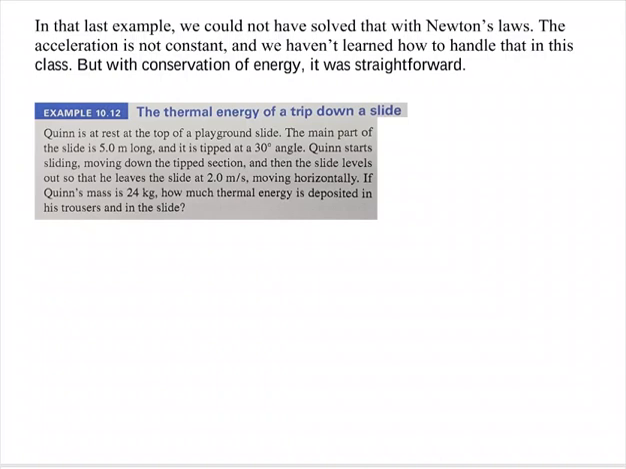So we're at rest at the top of a playground slide. The main part of the slide is 5 meters long, tipped at a 30-degree angle. We start sliding, moving down the tipped section, and then the slide levels out so that we leave the slide at 2 meters per second, moving horizontally. The mass is 24 kilograms. How much thermal energy is deposited in your trousers and in the slide?